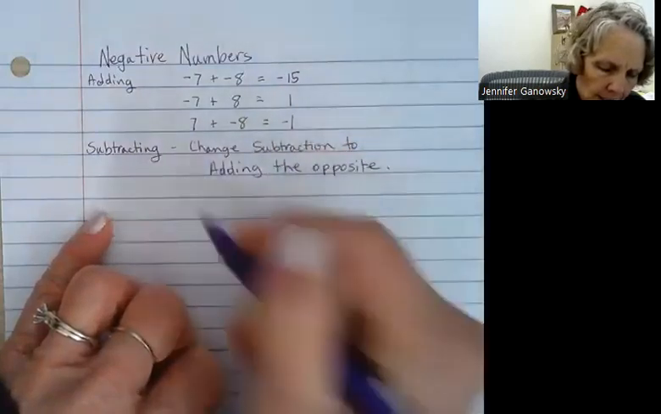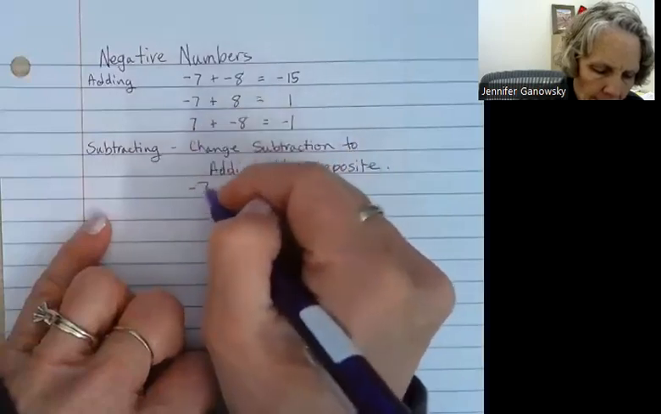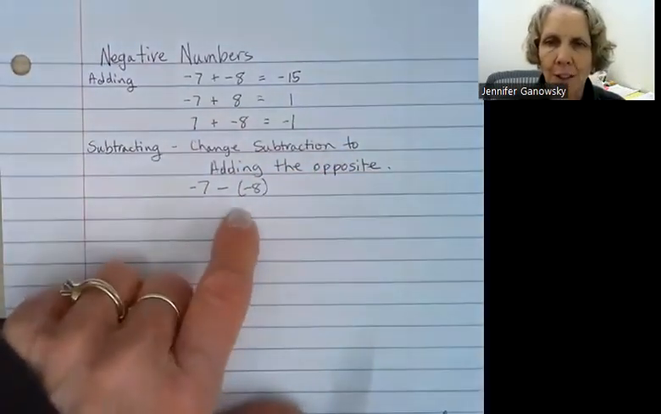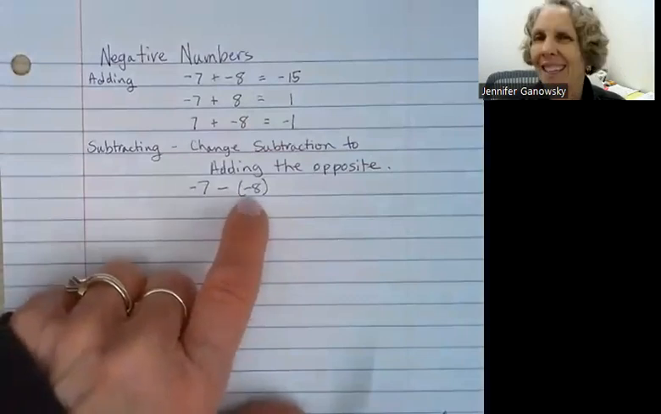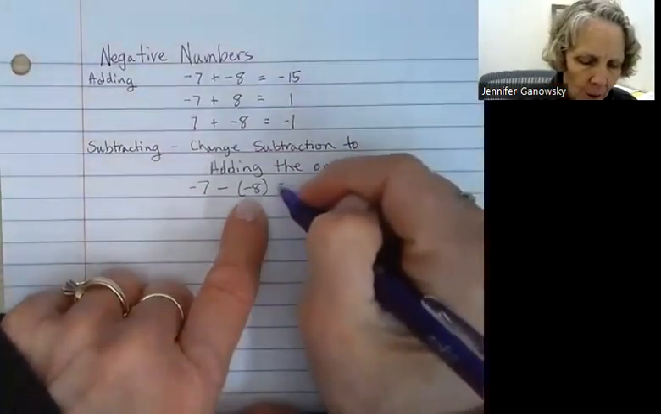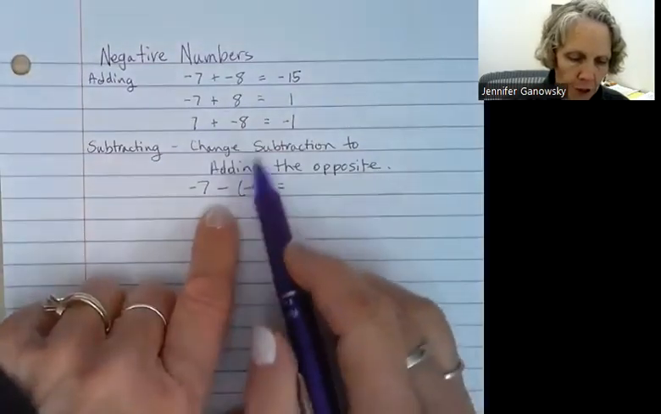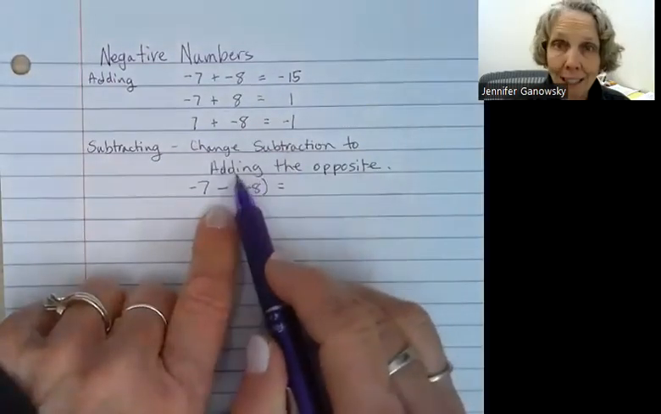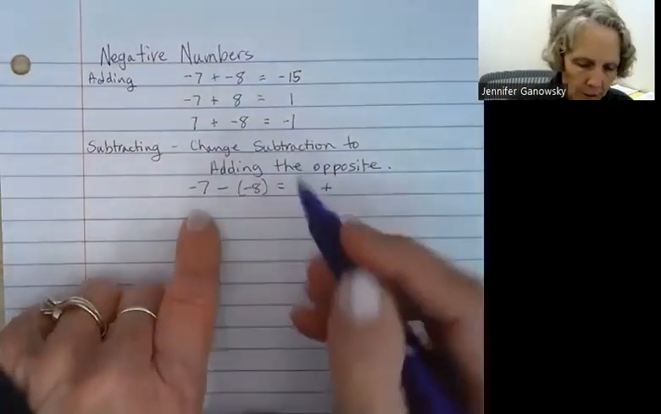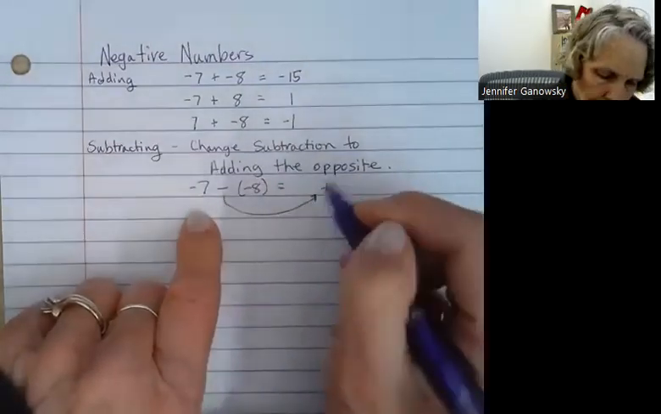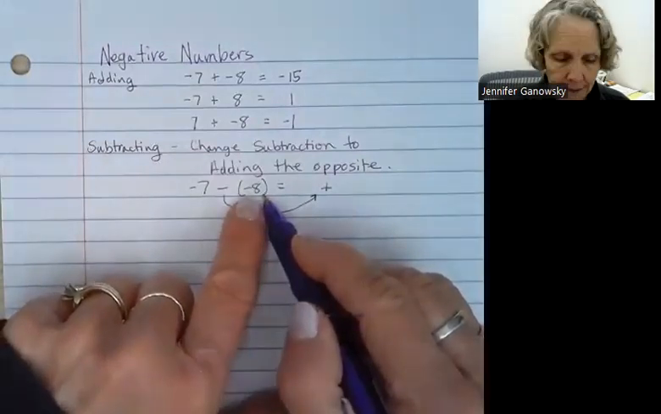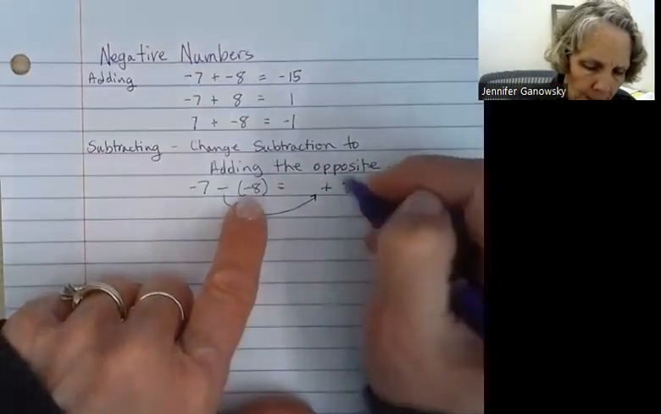So let me give you an example of what I mean. Let's say I have -7 minus -8. Okay, and we use the parentheses here just so we see both the minus sign and the negative sign so they don't end up blending together, right? Okay, and so what we do is change it from subtraction to an addition problem, and we can do that, we can change this sign here to addition as long as we change the sign after it to the opposite. The opposite of -8 is +8.